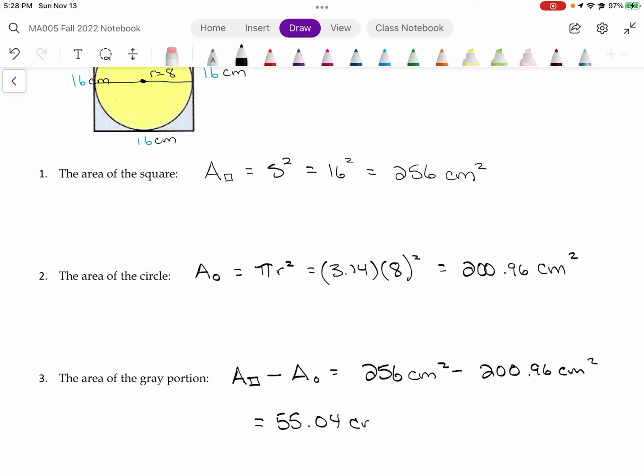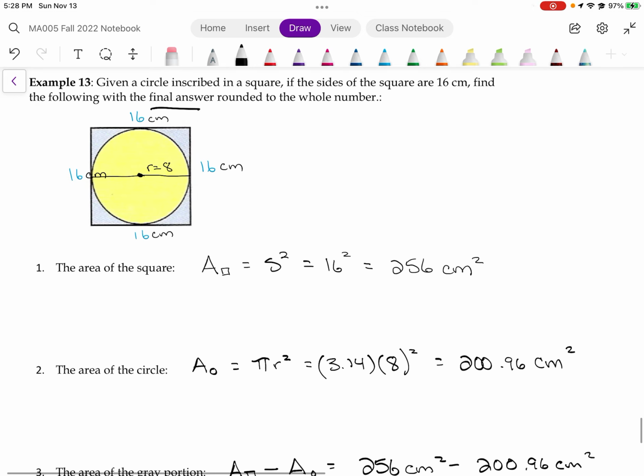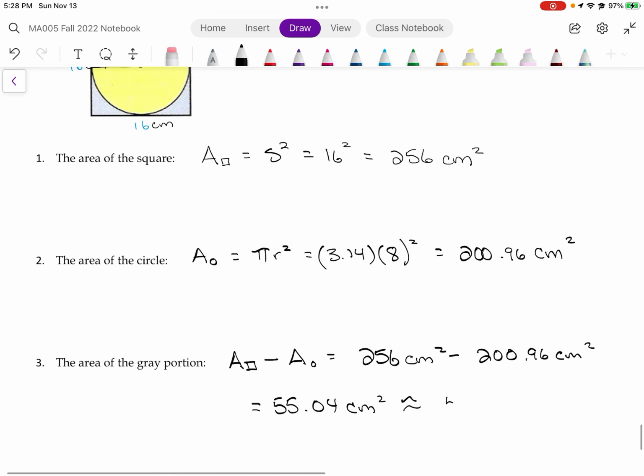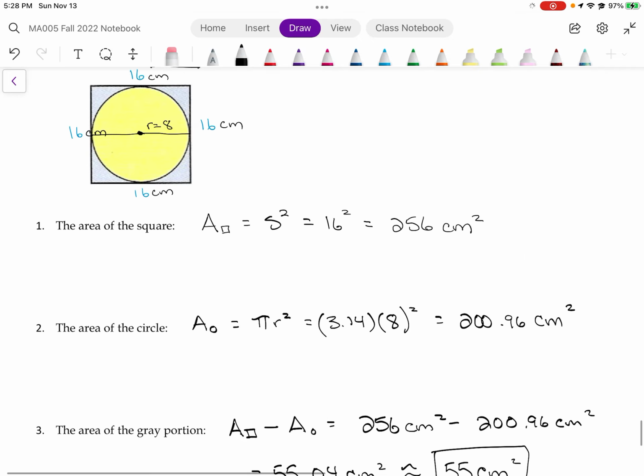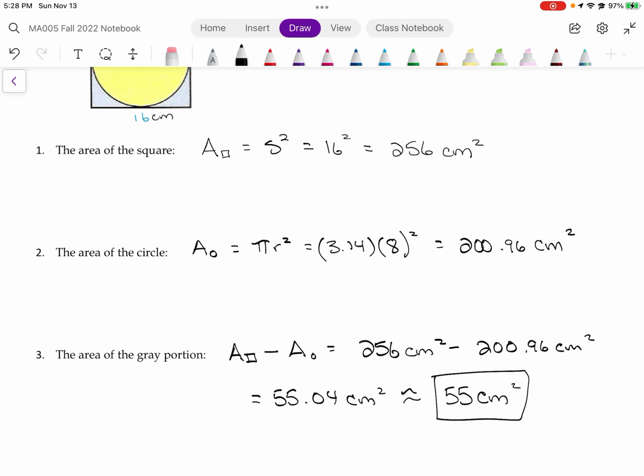And that is going to give us 55.04 centimeters squared, which rounds to, they want us to go to the whole number, so that is 55 square centimeters. So that's the little gray portion around the circle inside the square. 55 square centimeters.